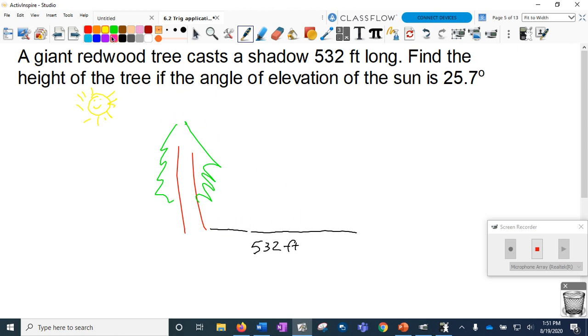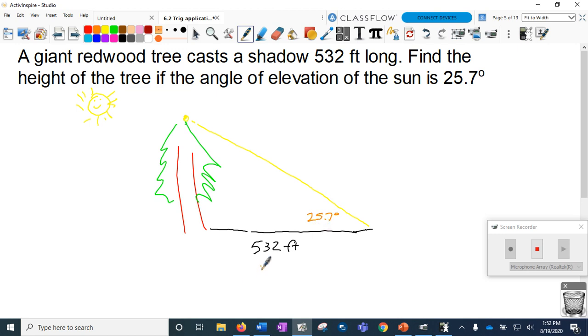But we do know that the tip of the tree corresponds with the end of the shadow, right? And that is where the 25.7 degree angle is going to be. The angle of elevation of the sun, that means if I was standing right here, I would be looking up past the tip of the tree to the sun at a 25.7 degree angle.